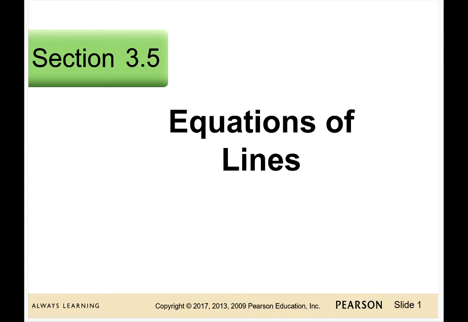Welcome to section 3.5. Today we're going to be talking about equations of lines. There are very many different forms of how you can write the equation of a line, so we're going to talk about those forms and how to transform between those forms.